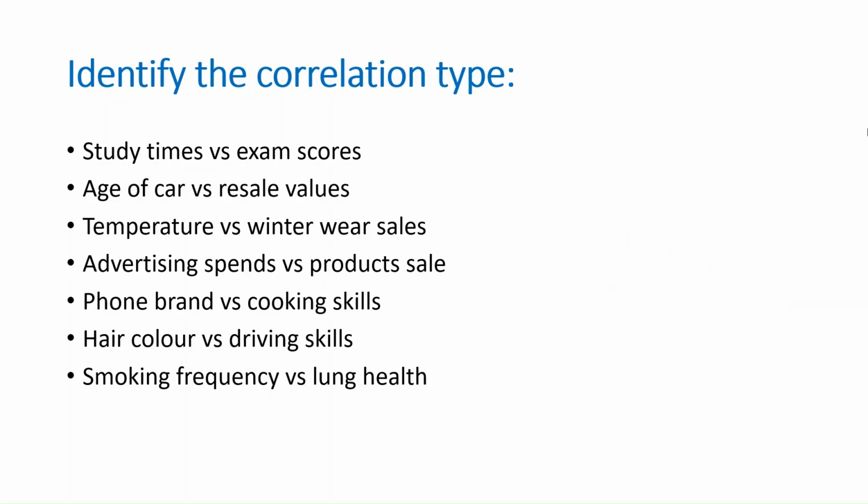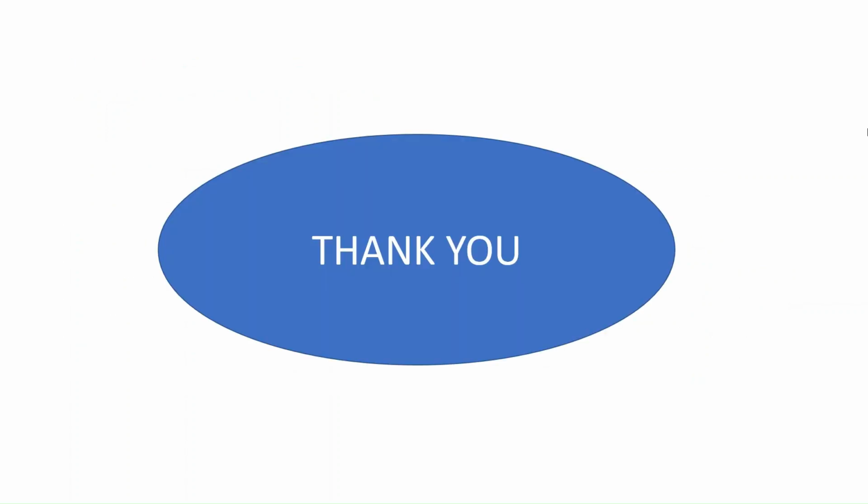Here I have some examples, and this is for you. You have to identify what kind of correlation each of these examples has. Thank you. I think now you have a clear idea about what is correlation and what are the types of correlation. So this is for today.